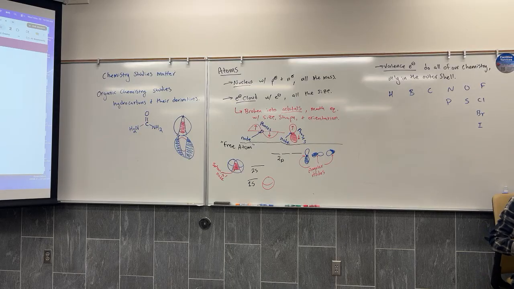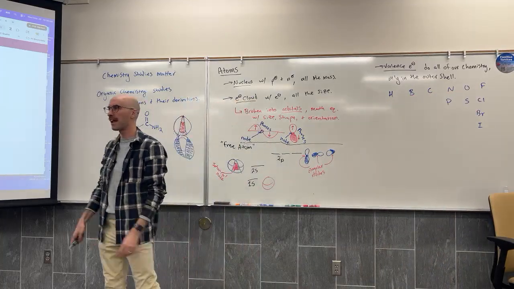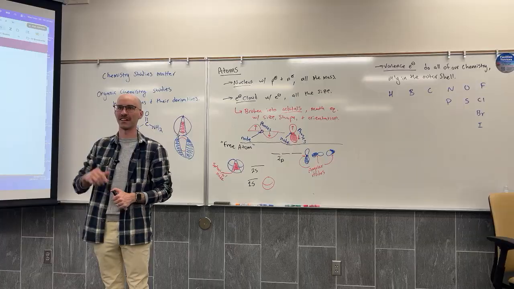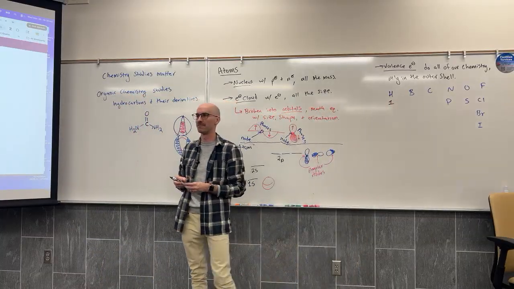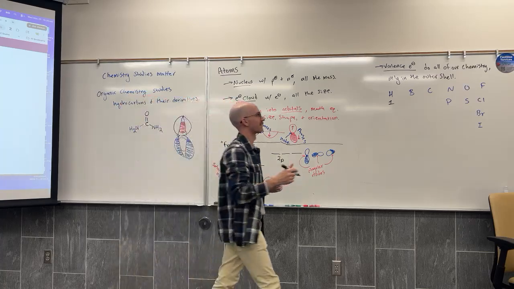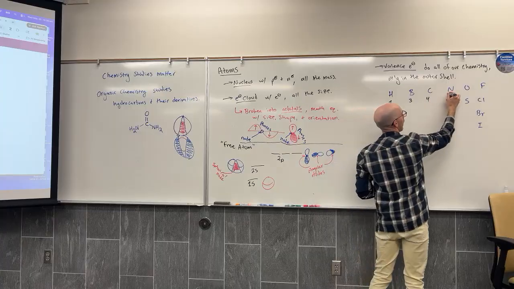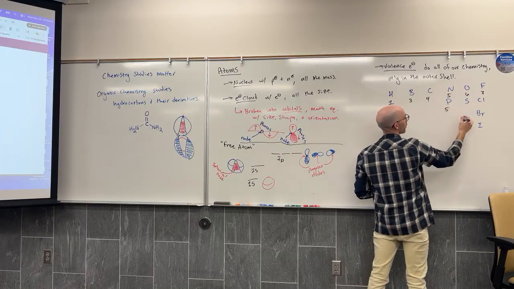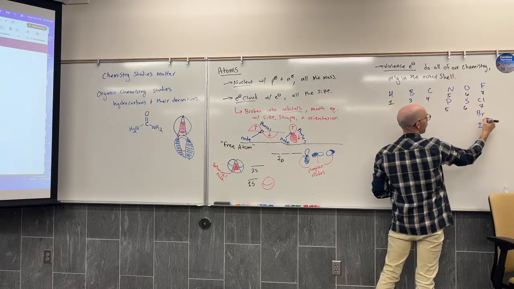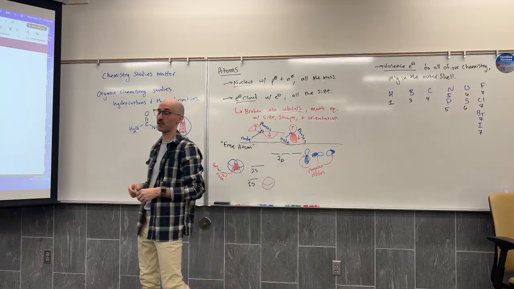Okay, I've got 3, 6, 9, 10. Can I get 10 people to give me valence electrons? Who wants to start with H? How many valence electrons? Saray? 1. Who wants to give me boron? 3. Carbon? 4. Nitrogen? 5. Oxygen? 6. Fluorine? 7. Phosphorus? 5. Sulfur? 6. Chlorine? 7. Bromine? 7. Iodine? 7. That was really fun. That was not 10 of you, though, by the way. That was all of you.